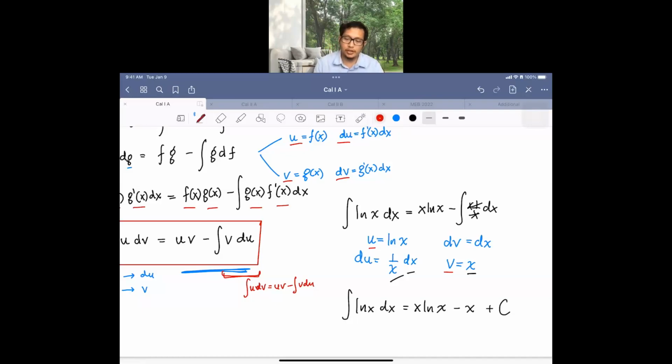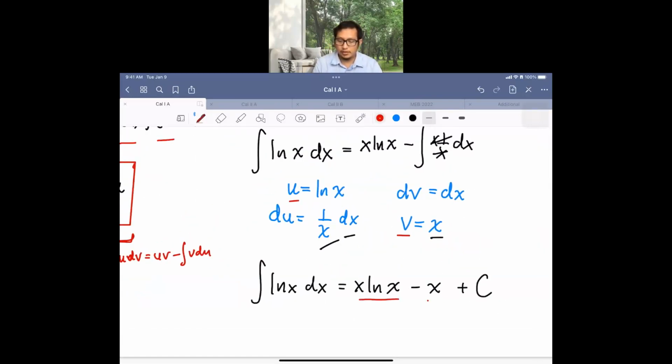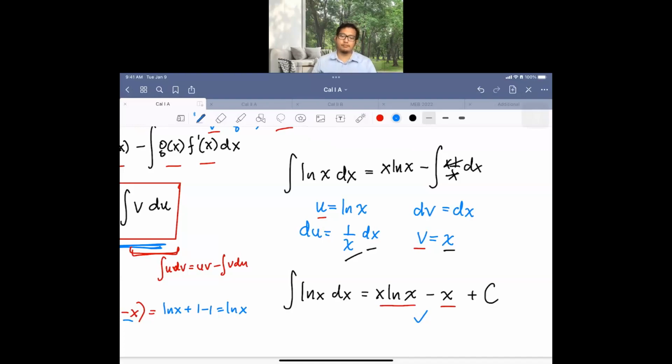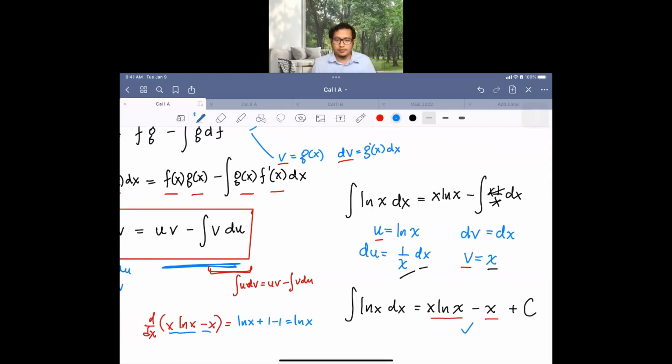If you want to check, we can check whether this is true. We could check from the derivative, right? If we check the derivative, we will have the product rule. So ln x plus 1, right? And then this will be minus 1. So this will be ln x, right? So this is true. Just an easy to follow example.